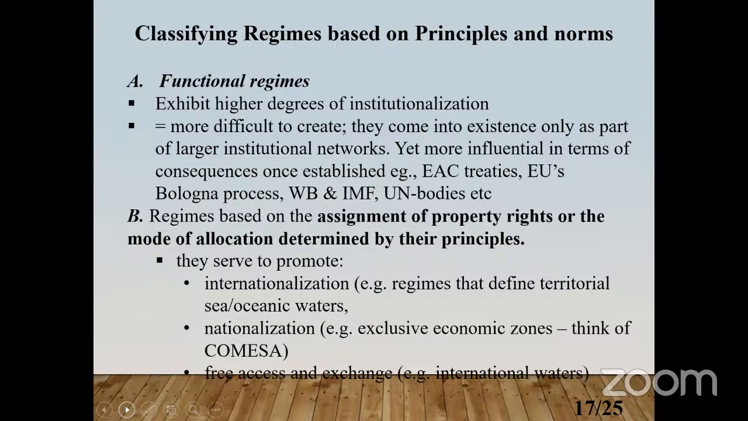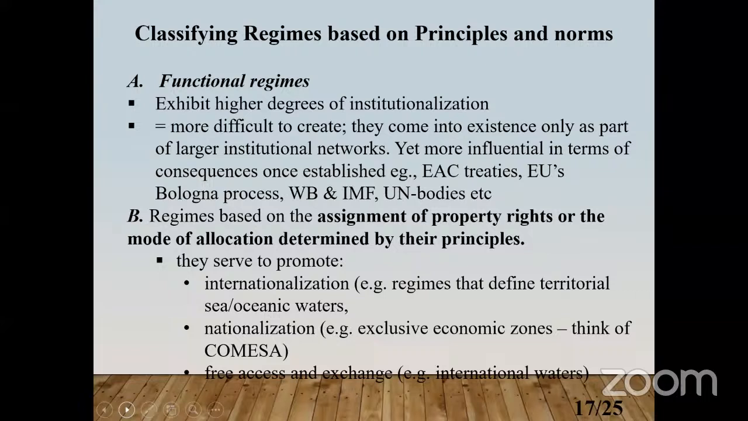These functional regimes exhibit a higher degree of institutionalization, so that the regime begins with an agreement, then moves on very quickly to acquire what we call the physical entity, the material entity. These functional regimes are more involving and more difficult to create. But take note that once they come into existence, as part of a larger institutional network, they become very powerful. They become very influential in terms of their consequence once established.